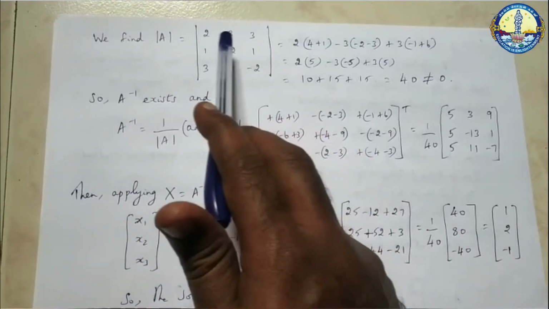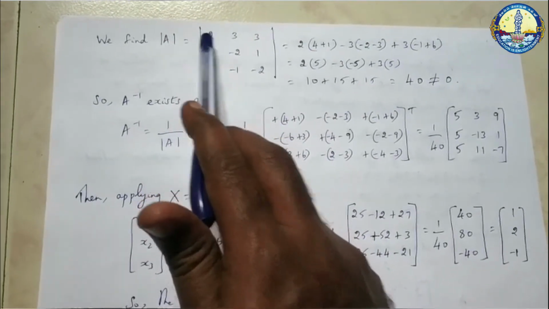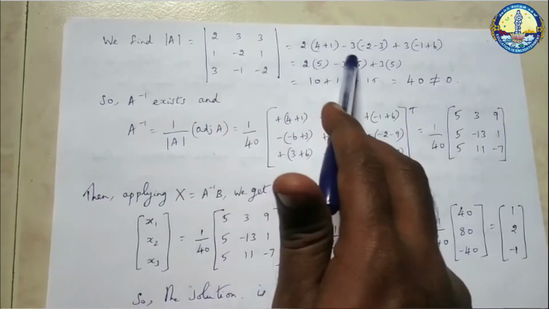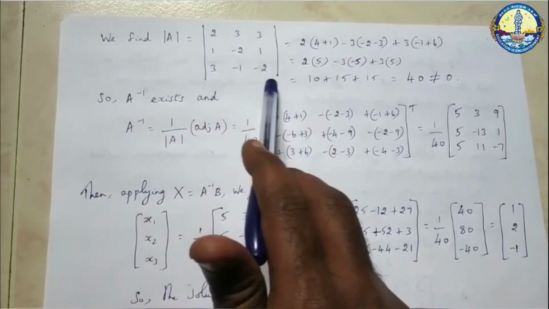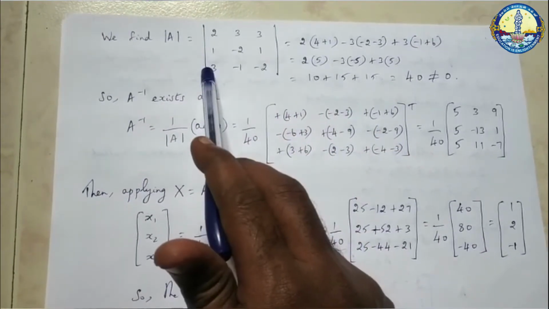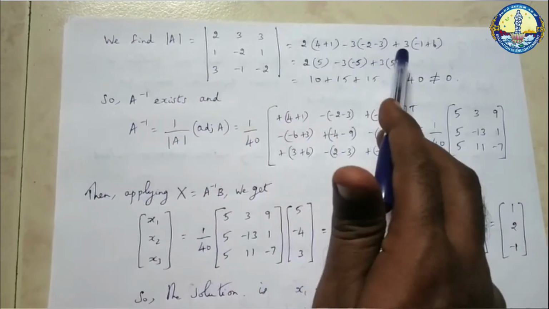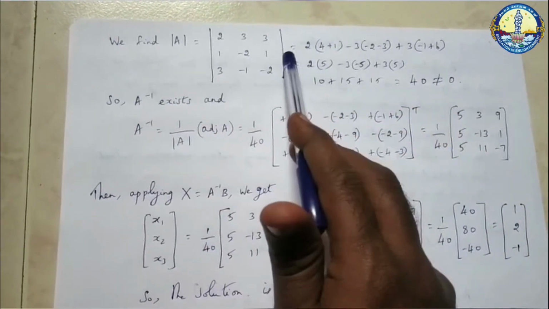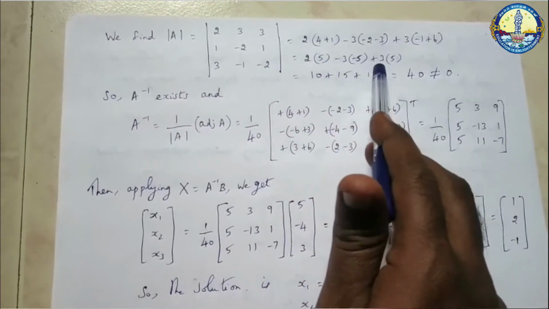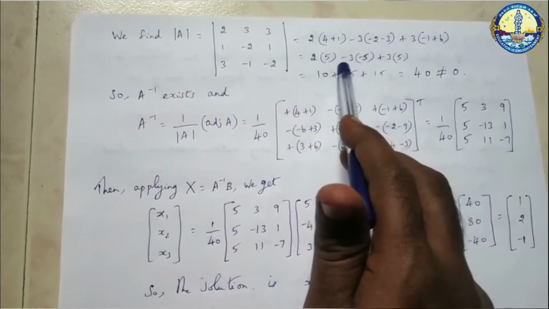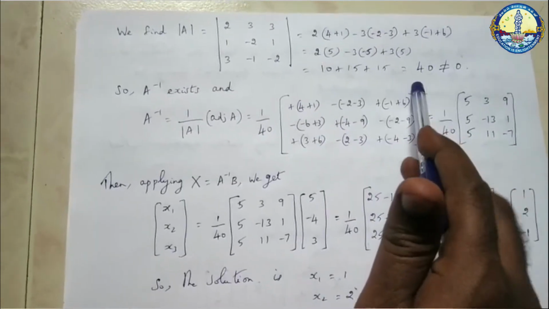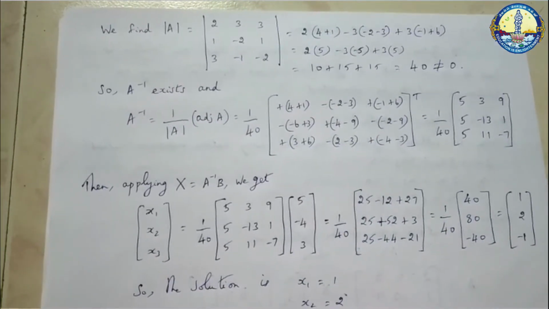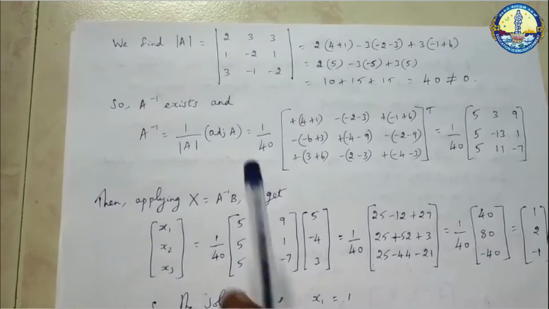First, the determinant of A is 2 into (minus 2 times minus 2 is 4, 1 times minus 1 is minus 1, so plus 1), minus 3 into (1 times minus 2 is minus 2, 1 times 3 is 3, so minus 2 minus 3), plus 3 into (1 times minus 1 is minus 1, minus 2 times 3 is minus 6, so plus 6). So 2 into 5 minus 3 into minus 5 plus 3 into 5. 2 fives are 10, 3 fives are 15, 3 fives are 15, so 40. So the determinant is not equal to 0.